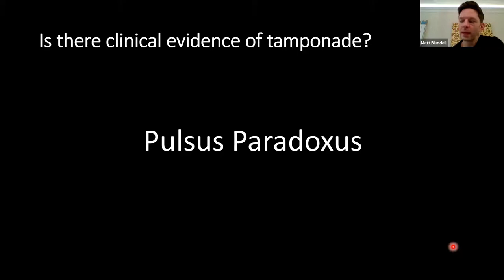So people often mistake pulsus paradoxus. You do normally get a reduction in your systolic blood pressure during inspiration, because when you inspire, you reduce your intrathoracic pressure relative to your atmospheric pressure. That allows an increase of venous return to the right side of the heart. That slight increase in venous return increases the end diastolic volume of the right ventricle, so that's going to push slightly on the left ventricle, and you have slightly reduced stroke volume on the left side. So normally when you inspire, you will drop your blood pressure by a maximum of 10 millimeters of mercury. Pulsus paradoxus is just an exaggeration of that.